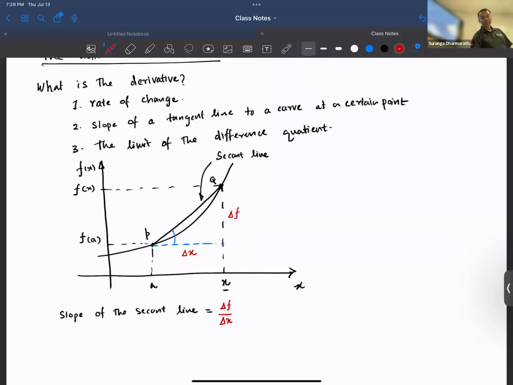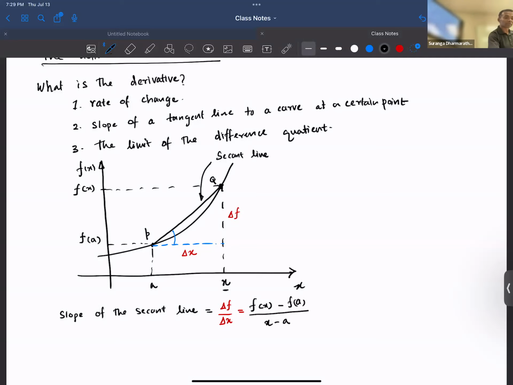I'm open to that. So, what is delta f? Can anybody say what delta f is? The difference between? Yes. So f of x minus f of a, right? And then what is the difference of x? x minus a. Brilliant.